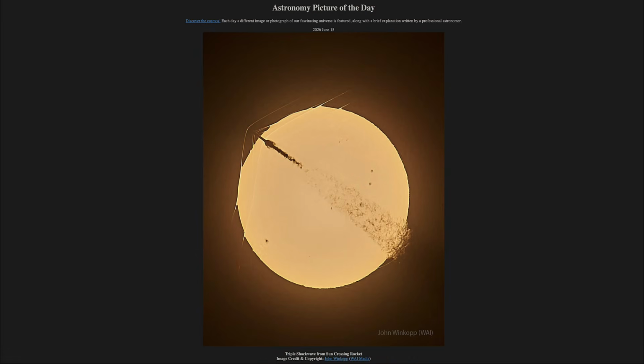So that was our picture of the day, titled Triple Shockwave from Sun Crossing Rocket.